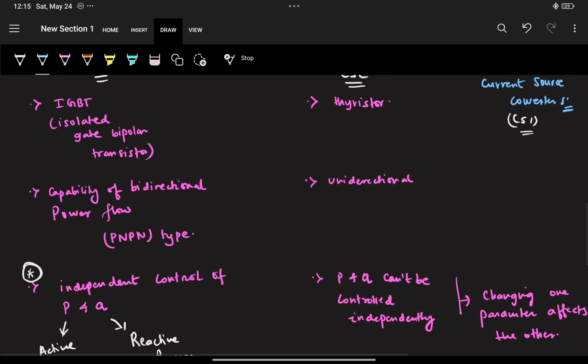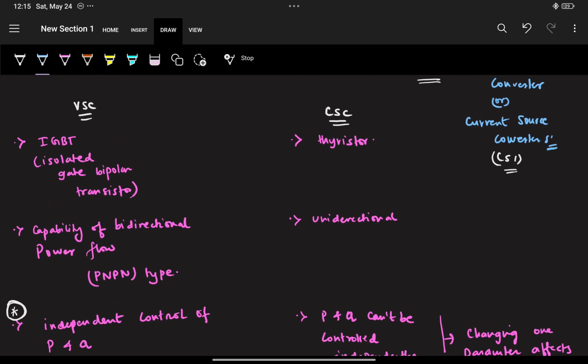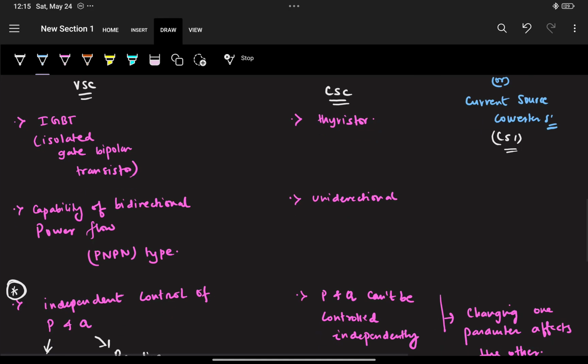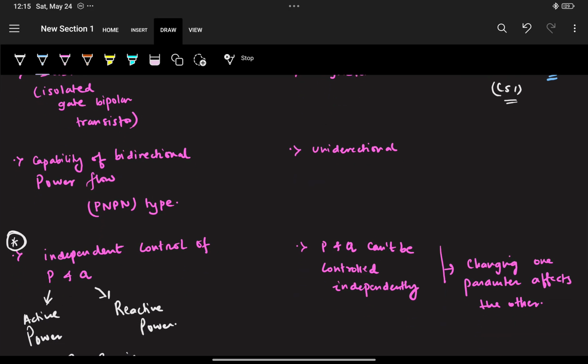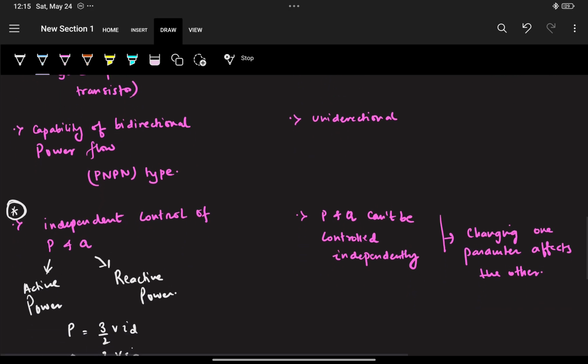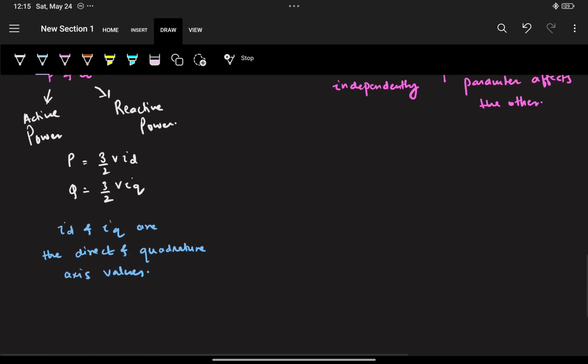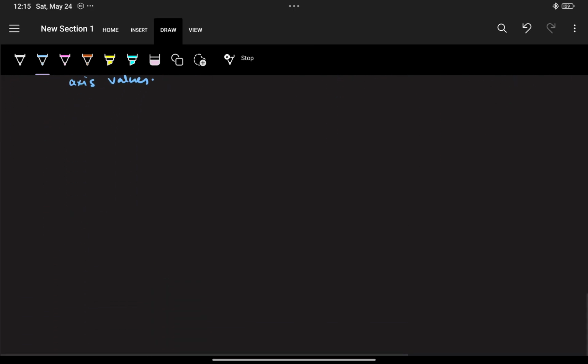So the major important factors that make the transition from traditional methods to voltage source converters are the independent control of active and reactive power, and the capability of bidirectional power flow. Moving to the next, I will give you a schematic diagram or a simple example of an HVDC system, how an HVDC system looks.